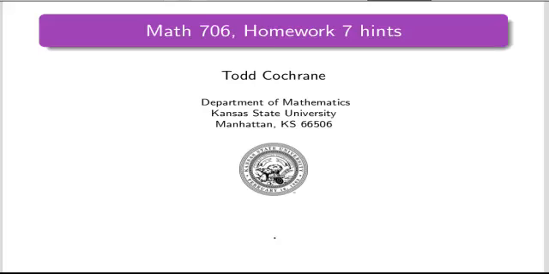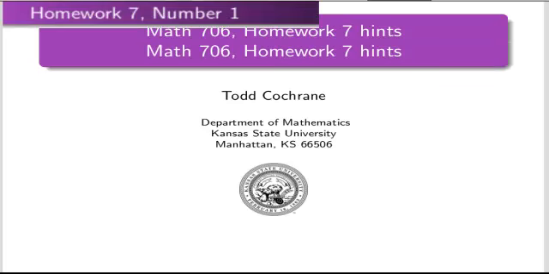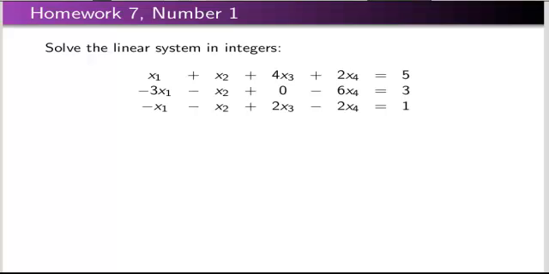All right, let's look at some hints for homework 7. Problem 1, we're looking at a system of linear equations. The idea is you've got a coefficient matrix A, and we want to find matrices P and Q that diagonalize that system.